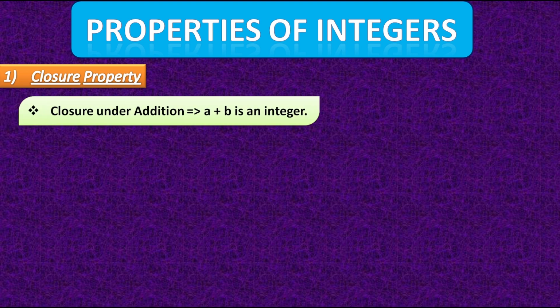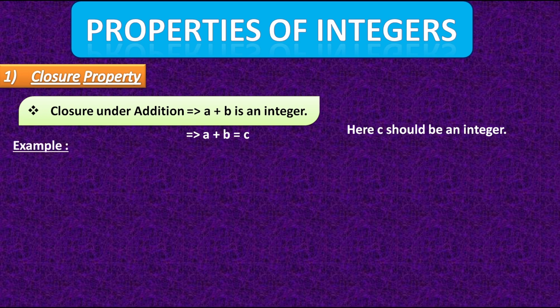The closure property says that if we add any two integers, we must get the answer as an integer only. Then that property is called closure property under addition. See here, closure under addition: a plus b is an integer. Whenever we add two integers, we must get the answer as an integer. That is, a plus b is equal to c, where c should be an integer. So let's check it with the help of an example.